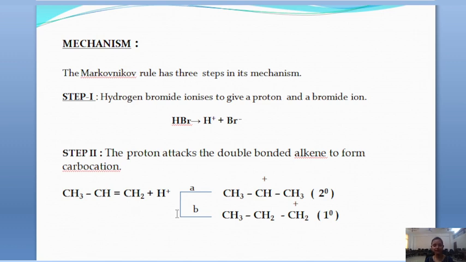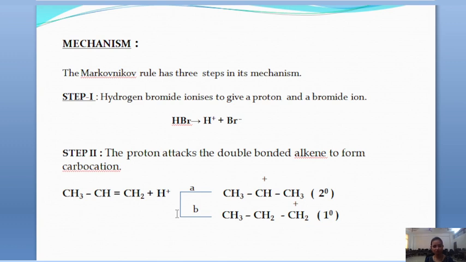And in the second step, we take the positive part of the reagent, that is our H plus ion, that is proton. So when this proton reacts with the alkene, there are two possibilities. The first possibility I have denoted as A, and the second possibility as B. If we go for the first possibility, we get the secondary carbocation, and if we go for the second possibility, then we get the primary carbocation.